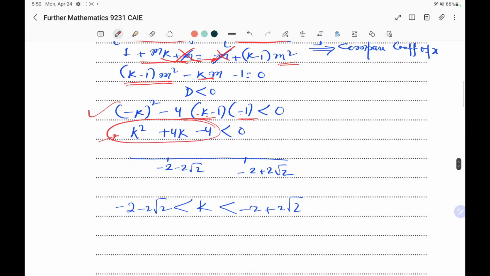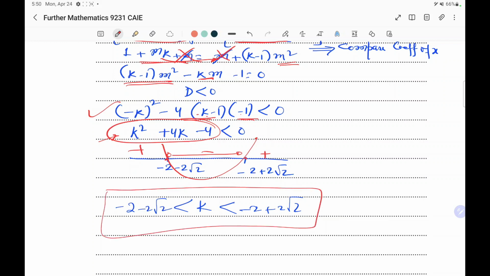So you can get first these two roots, and then this is plus minus plus. We have to deal with these values because it is less than 0. So the roots are 2 minus 2 root 2 and 2 plus 2 root 2. This should be the range of values of k.